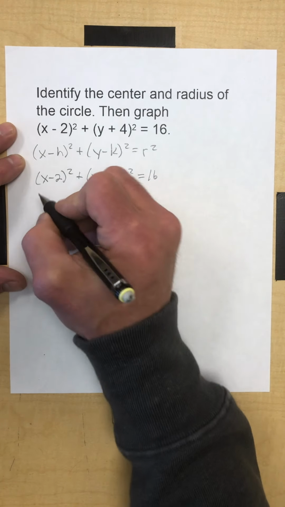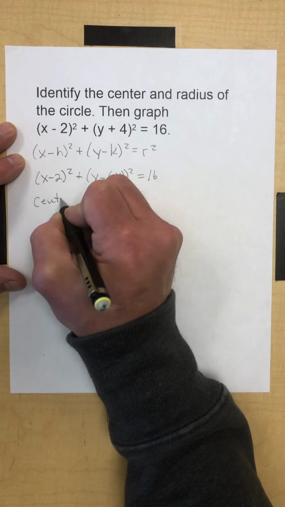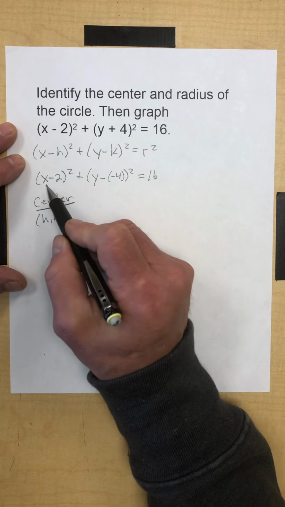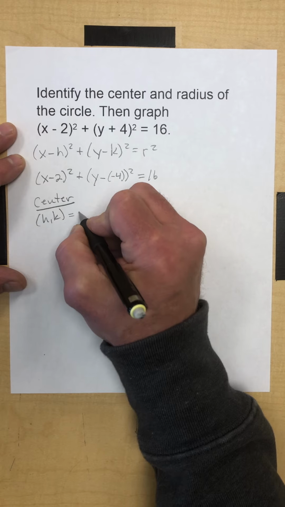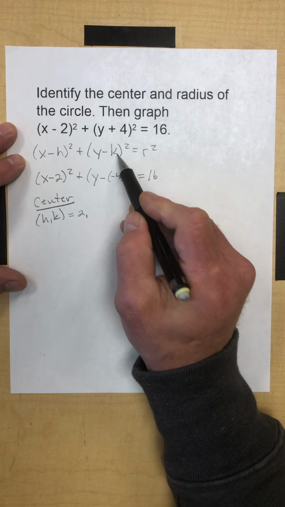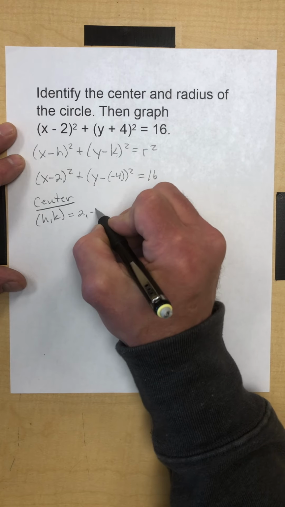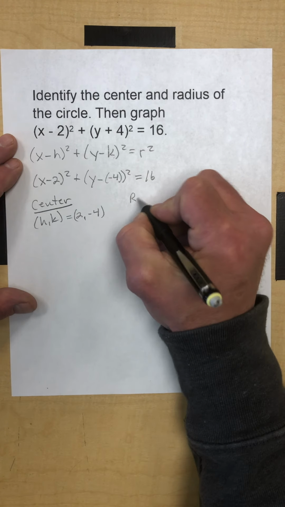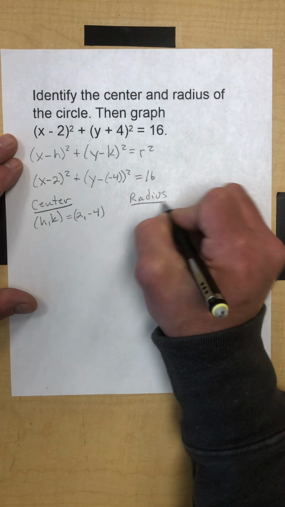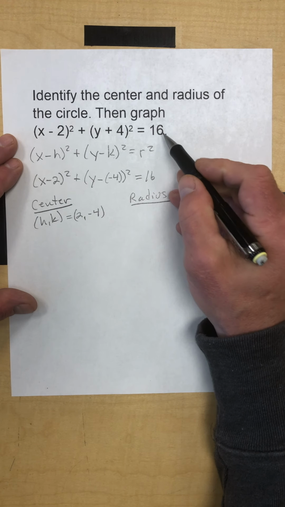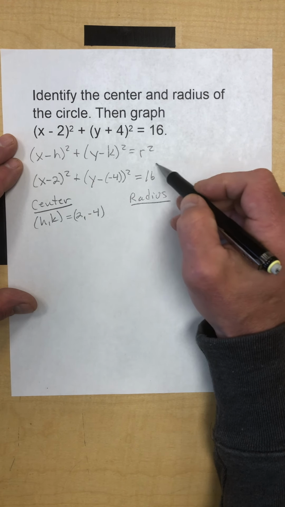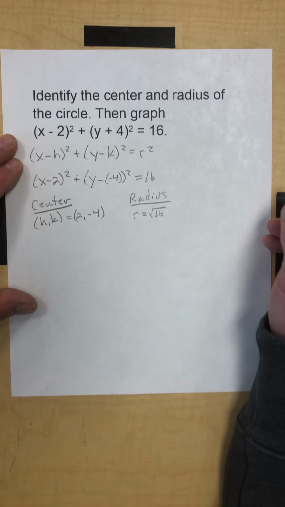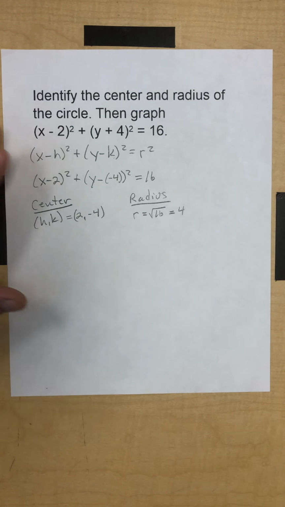So our center is h, k. And this is x minus h, so it would be x minus 2, so our h is 2. And y minus k, and this is y minus a negative 4, so our k is negative 4. So our center is at 2, negative 4. Our radius: well, this number, 16, is r squared, so the radius r would be the square root of 16. Again, I only need the positive square root, so my radius is 4.